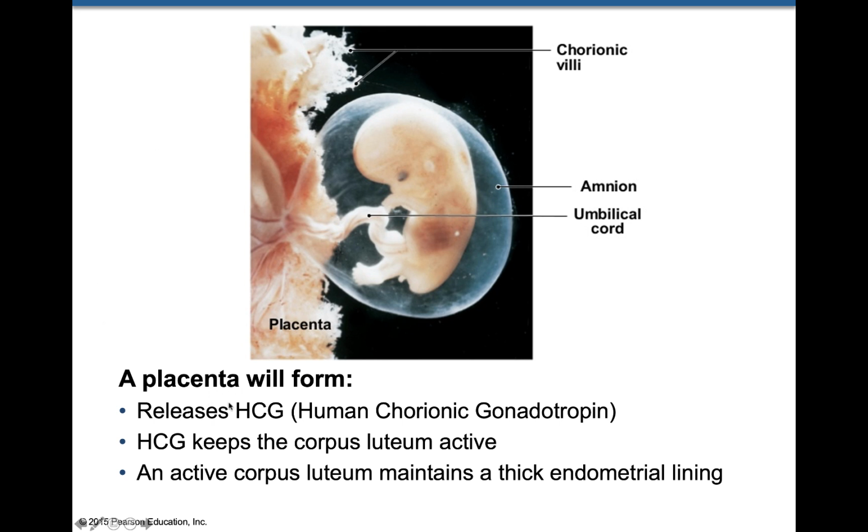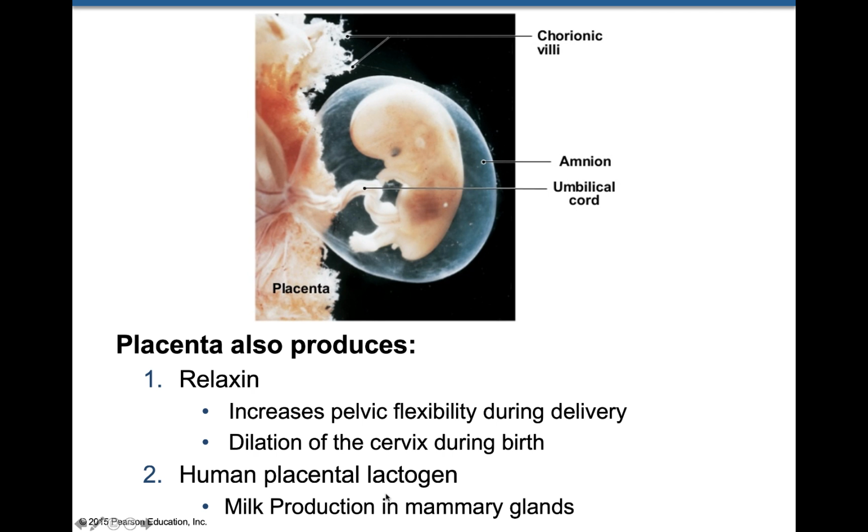So the placenta is going to release HCG hormone. And this is going to keep the corpus luteum active. That means there's going to be progesterone and the blood vessels won't shed off. That means they're going to keep growing because that's what's needed for the growing embryo. So the active corpus luteum is going to maintain a thick endometrial lining with the blood vessels. It's also going to produce some more hormones.